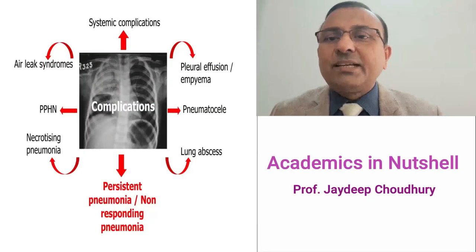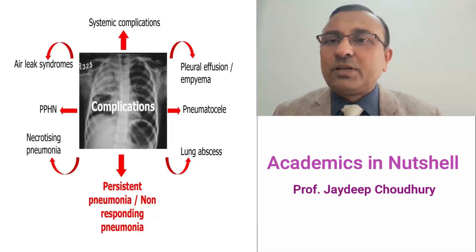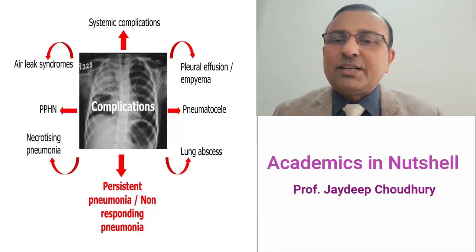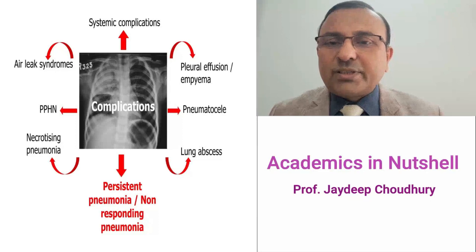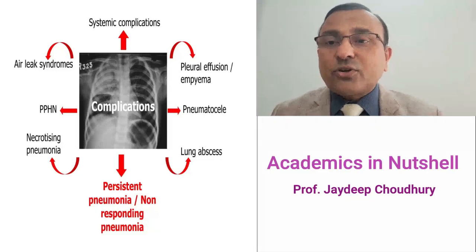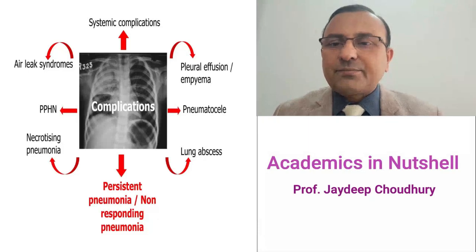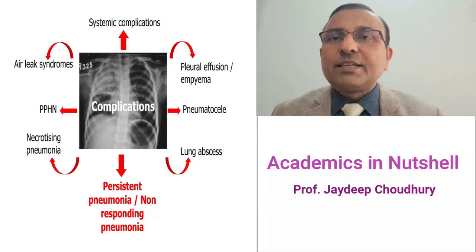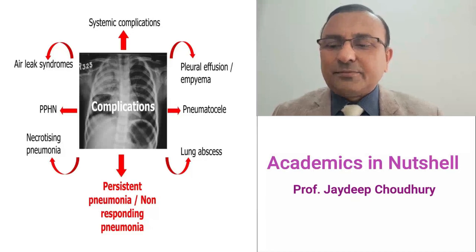Pneumonia can have many complications like Ehrlich syndrome, pleural effusion, empyema, pneumatocyst, persistent pulmonary hypertension, lung abscess, necrotizing pneumonia, and of course some systemic complications. Persistent pneumonia or non-resolving pneumonia is one such complication.